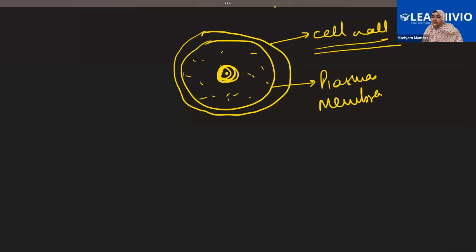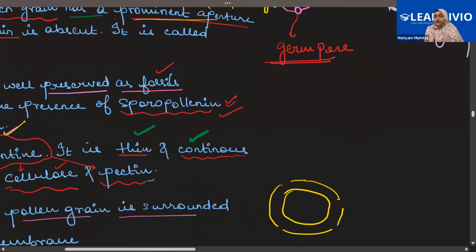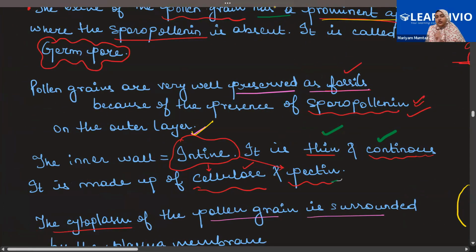Clear? Now, this cell wall is made up of different things in different organisms. Bacteria, plants, have different composition. Clear? Cell is clear? This is like a very tiny intro.